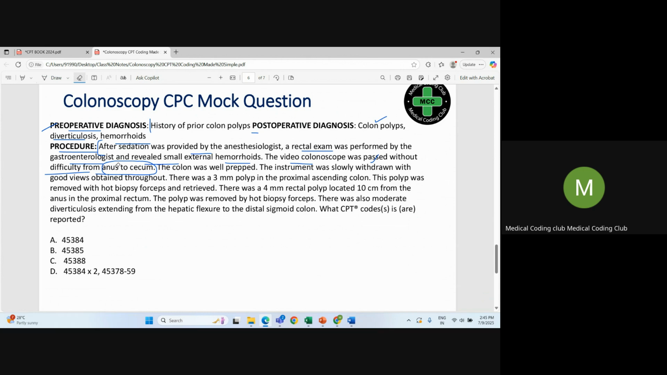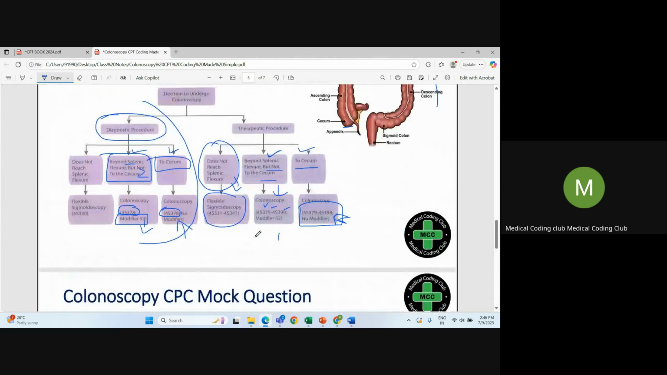Okay, this is one clear key point: your colonoscopy started from the anus and reached the cecum. That means it is a complete colonoscopy. It reached the cecum, so it's a complete colonoscopy and there is no need of using a modifier.